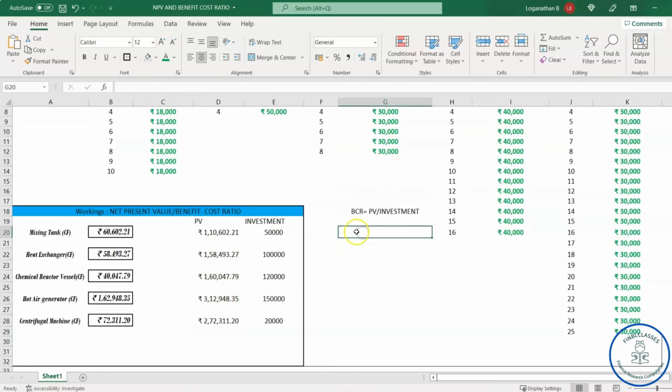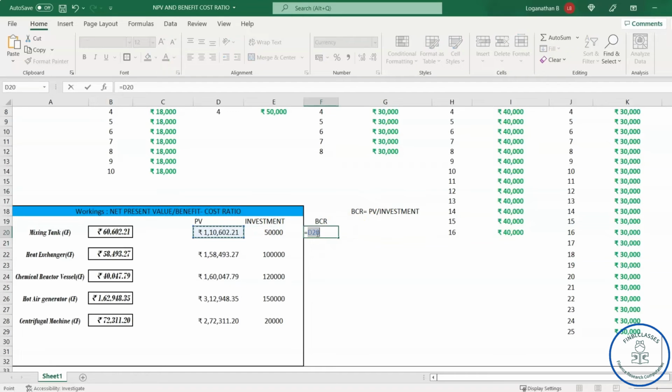Now we can calculate the BCR. So we can type the BCR over here, and BCR formula is present value divided by investment. So equal to, go to cell D20, right? So present value divided by your investment, which is E20, there is 50,000. Select it and enter. So you will be getting the BCR of 2.21, right? A similar way, rupee should not come. I'll put it as no specific format and reduce the decimal, keep it as 2 decimal points, 2.21.